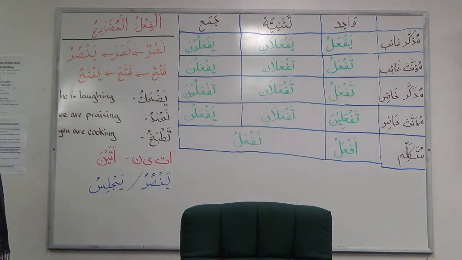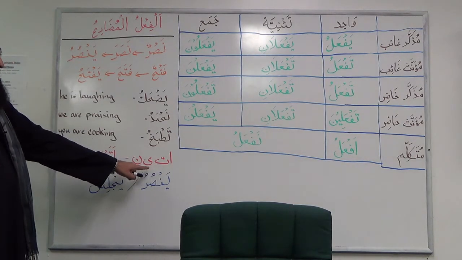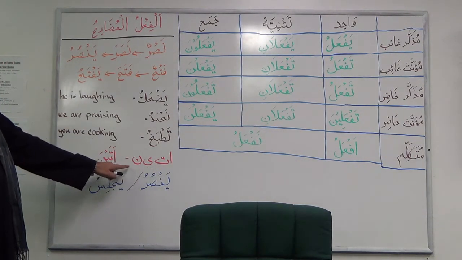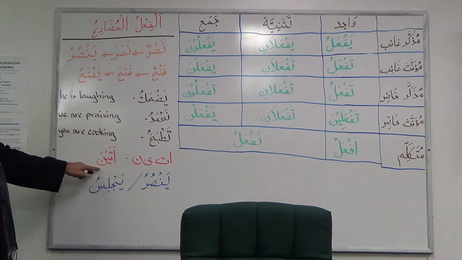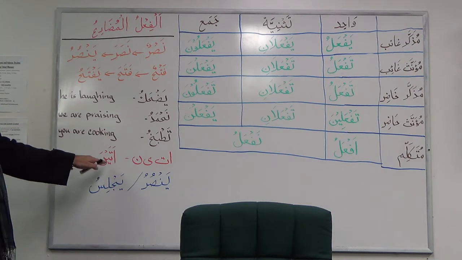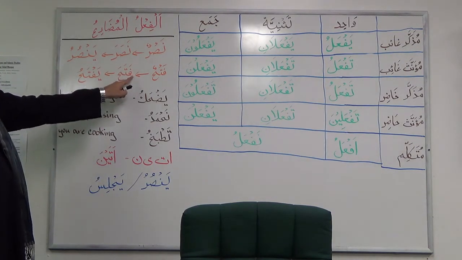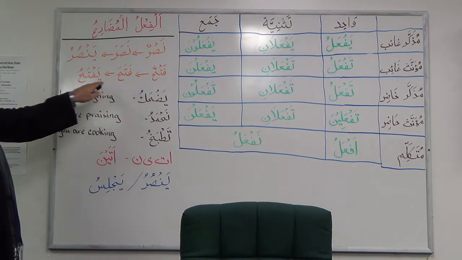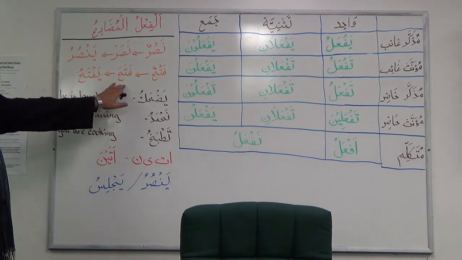There are 4 letters of fi'l mudari: alif, ta, ya, and noon. The majmu'ah of it is atayna. So you're going to put one of these letters at the beginning of fi'l madi, the past tense, to make the fi'l al-mudari. That's how you make the present or future tense. What's the rule? Can any word be used? Any verb.